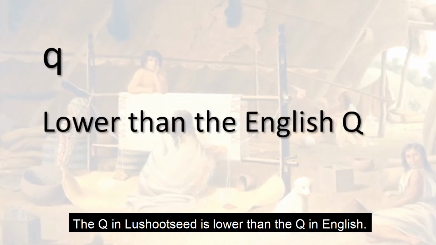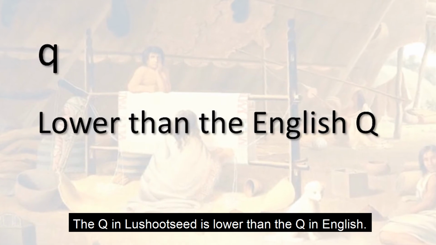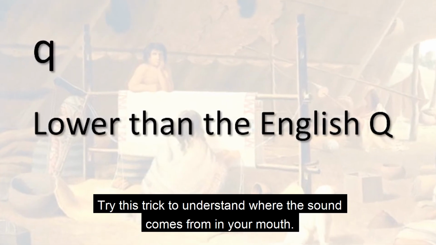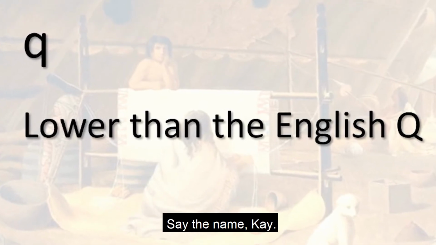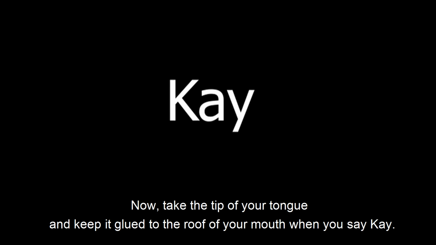The Q in Lushootseed is lower than the Q in English. Try this trick to understand where the sound comes from in your mouth. Say the name K. Now, take the tip of your tongue and keep it glued to the roof of your mouth when you say K. That is how you say the Q in Lushootseed.